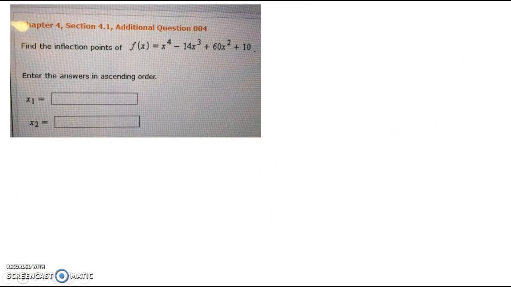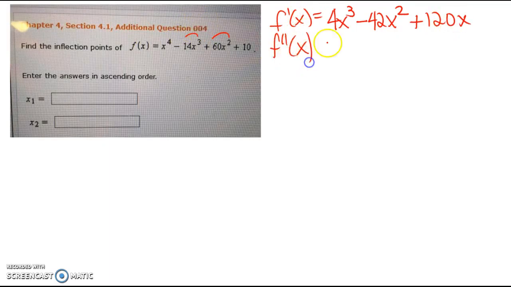All right, this one says find the inflection points and write them in ascending order. Now inflection points come from the second derivative, and you set it equal to 0. So let's find our first derivative and then our second derivative. So I have 4x to the third, right, minus 42x squared plus 120x. Then I'll take the second derivative. That equals 12x squared minus 84x plus 120. All right?